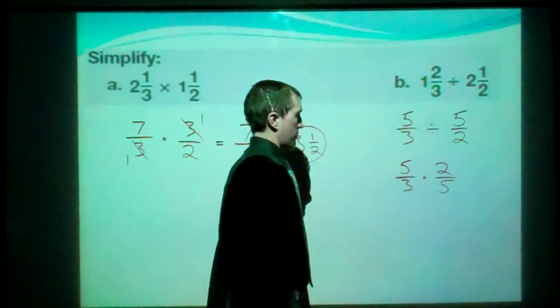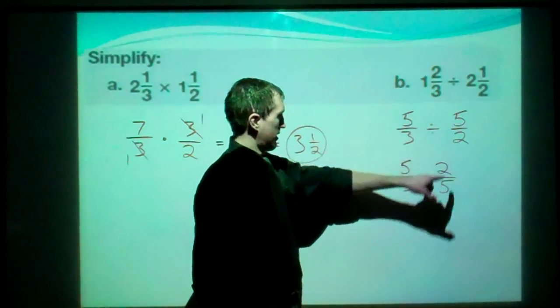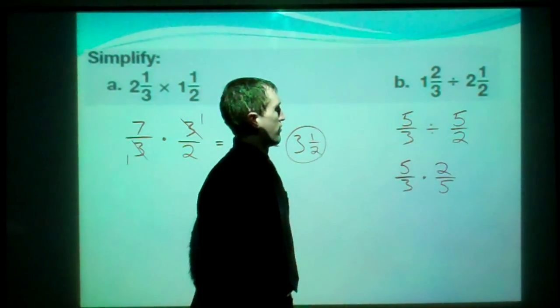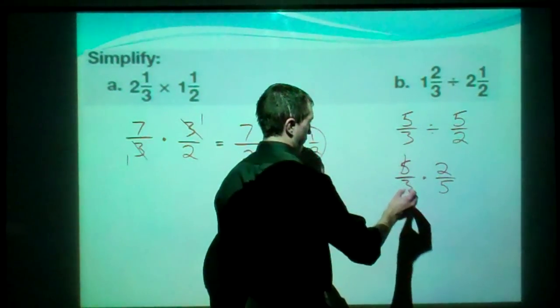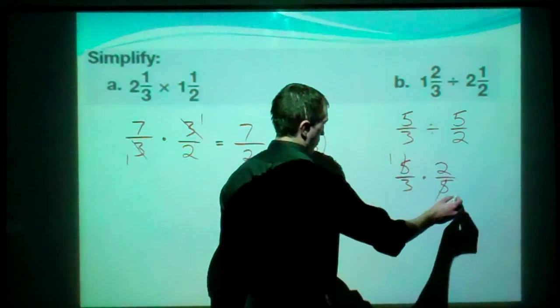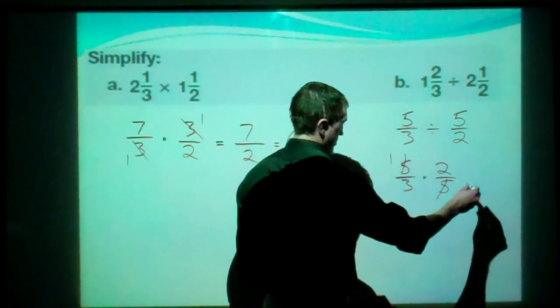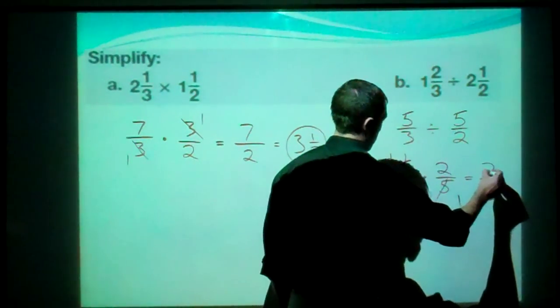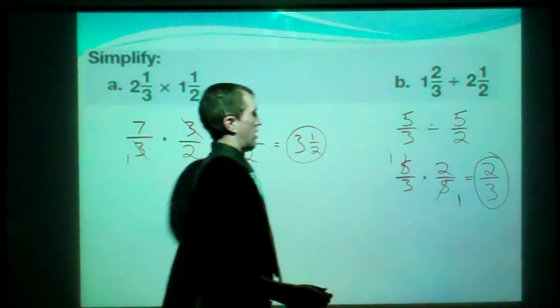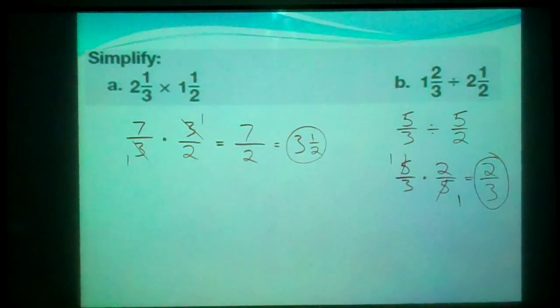Now it's a multiplication problem after we reciprocated our second fraction there. So we can do some canceling. We got a 5 and a 5, 1, 1. 3 times 1 is 3. 1 times 2 is 2. Alright? Yep, that looks pretty good.